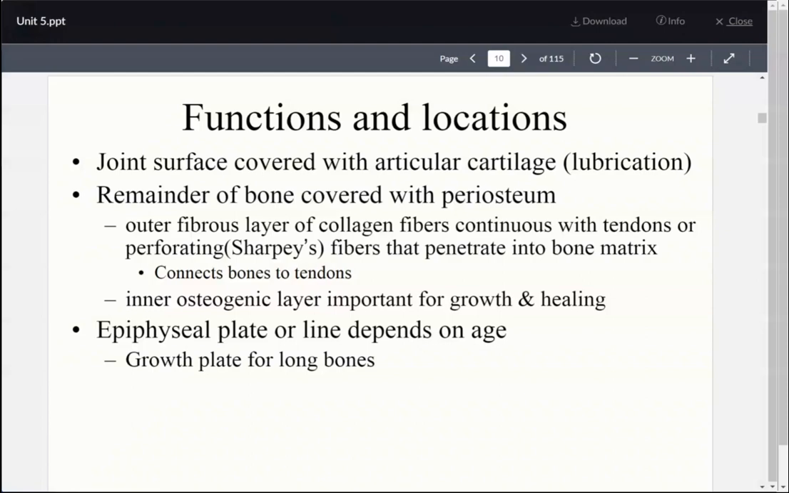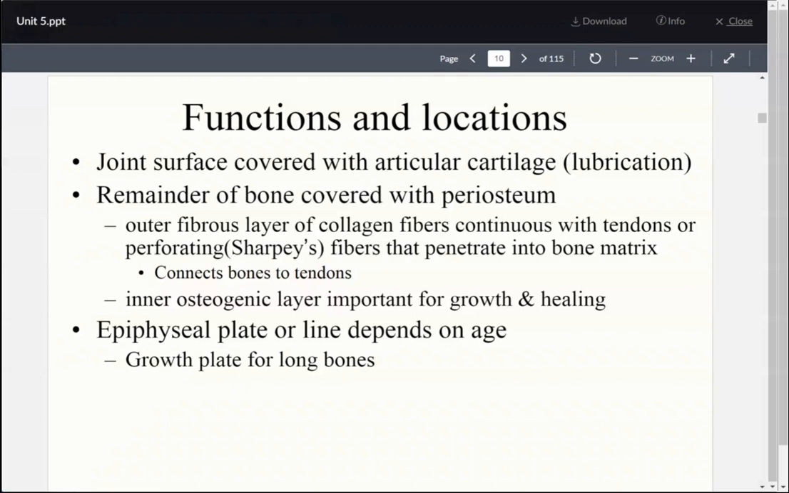The end of the epiphysis, where it joins with another bone forming a joint, is going to be covered with articular cartilage as well as lubrication. This is going to allow for gliding. The remainder of the bone is going to actually be covered in a membrane called periosteum. It's an outer fibrous connective tissue layer composed of collagen fibers.